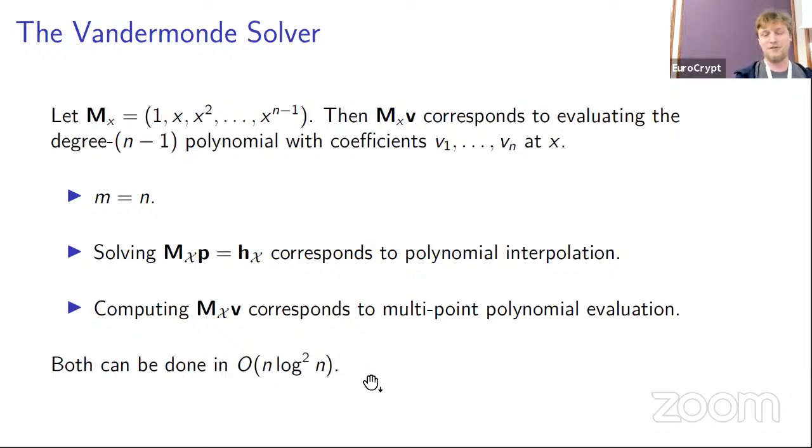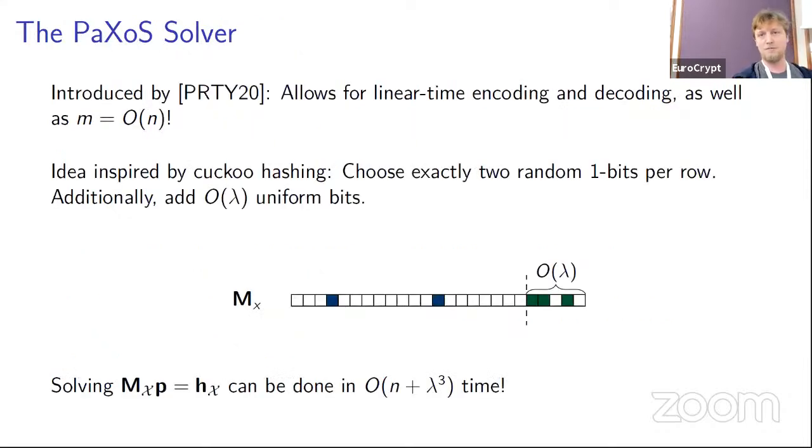What we would like to do is get rid of this log squared factor. And there's a paper from last year by Pinkas, Rosulek, Chiu, and Yanai that gives a solution that allows you to solve a linear system in only linear time. So only linear time, only linear space, that's the optimum we can hope for. Roughly, the idea is inspired by cuckoo hashing. Any row of this matrix M will have a constant number of non-zero values on the left side, and on the right side, which is quite small, we have a uniform random structure. Now that can be solved very efficiently.